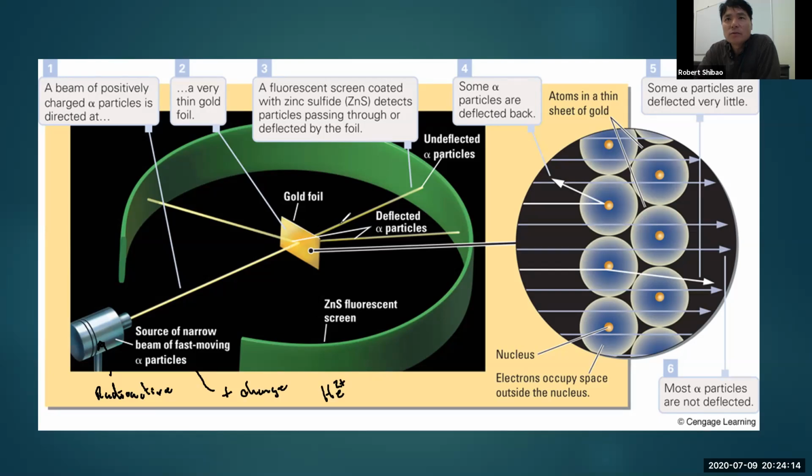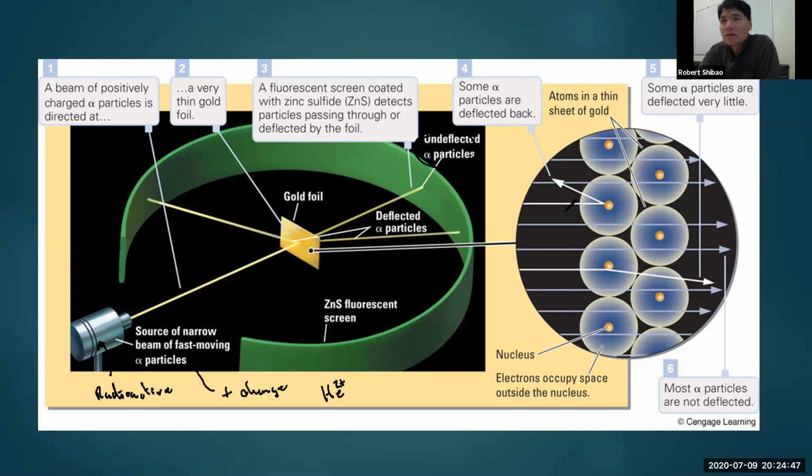Most of the alpha particles went straight through, undeflected. A beam of positively charged alpha particles is directed at a very thin gold film. A fluorescent screen coated with zinc sulfide, like on the CRT, detects the particles passing through the foil. Most alpha particles go straight through. Some are deflected at high angles. Some alpha particles are deflected back.